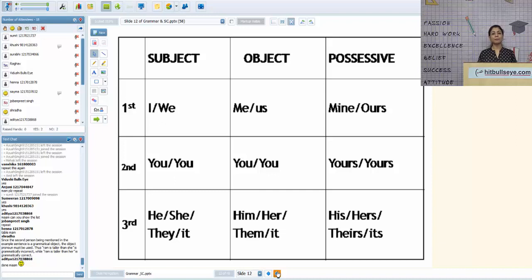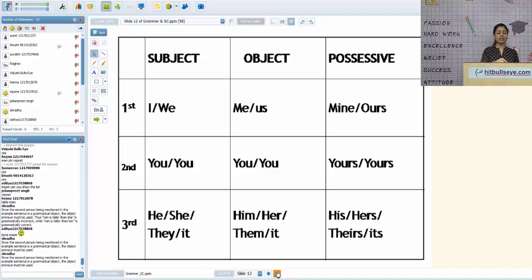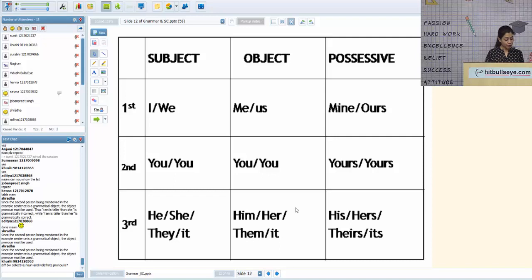So taller is comparison. Remember, tall, taller, tallest. We studied the adjectives, how when an ER comes at the end of a word, it means comparison between two things or two people. So we are putting the same rule of comparison from adjectives into our personal pronouns, saying that whenever there is a comparison, you always use the subject pronoun and not the object pronoun, even though it might sound correct. Okay, Khushi is asking me the difference between collective noun and indefinite pronoun.